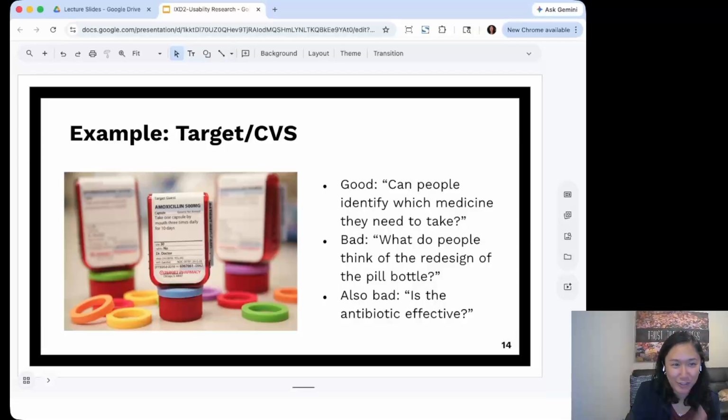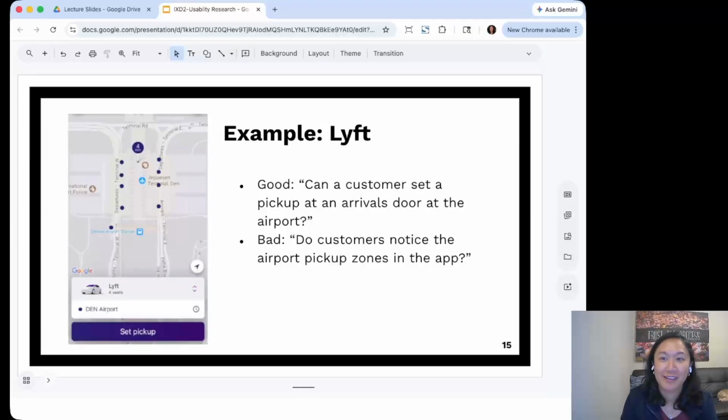So good questions help you understand how usable your product is. A bad example of a question is something that has to do with appeals or preference. And then lastly, just causal questions like, does this cause this to happen? That's not a usability question. That's a very different type of research question.